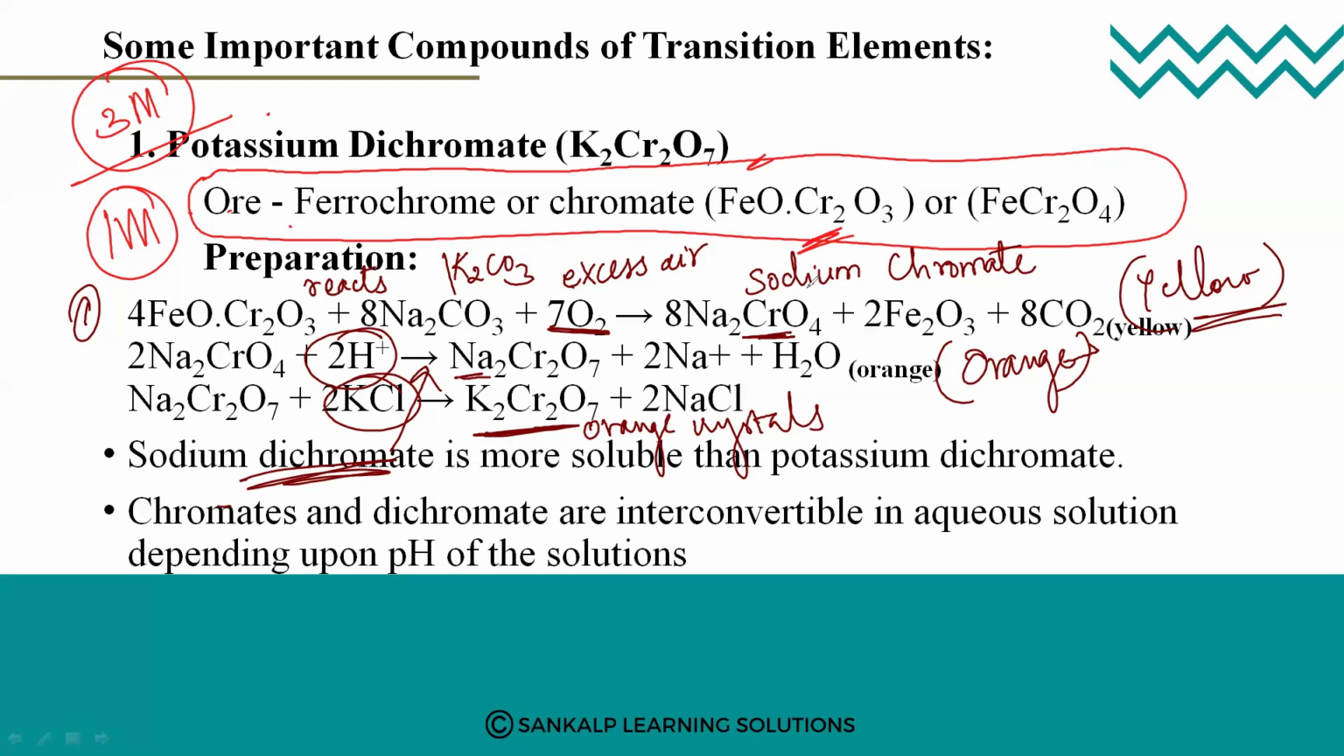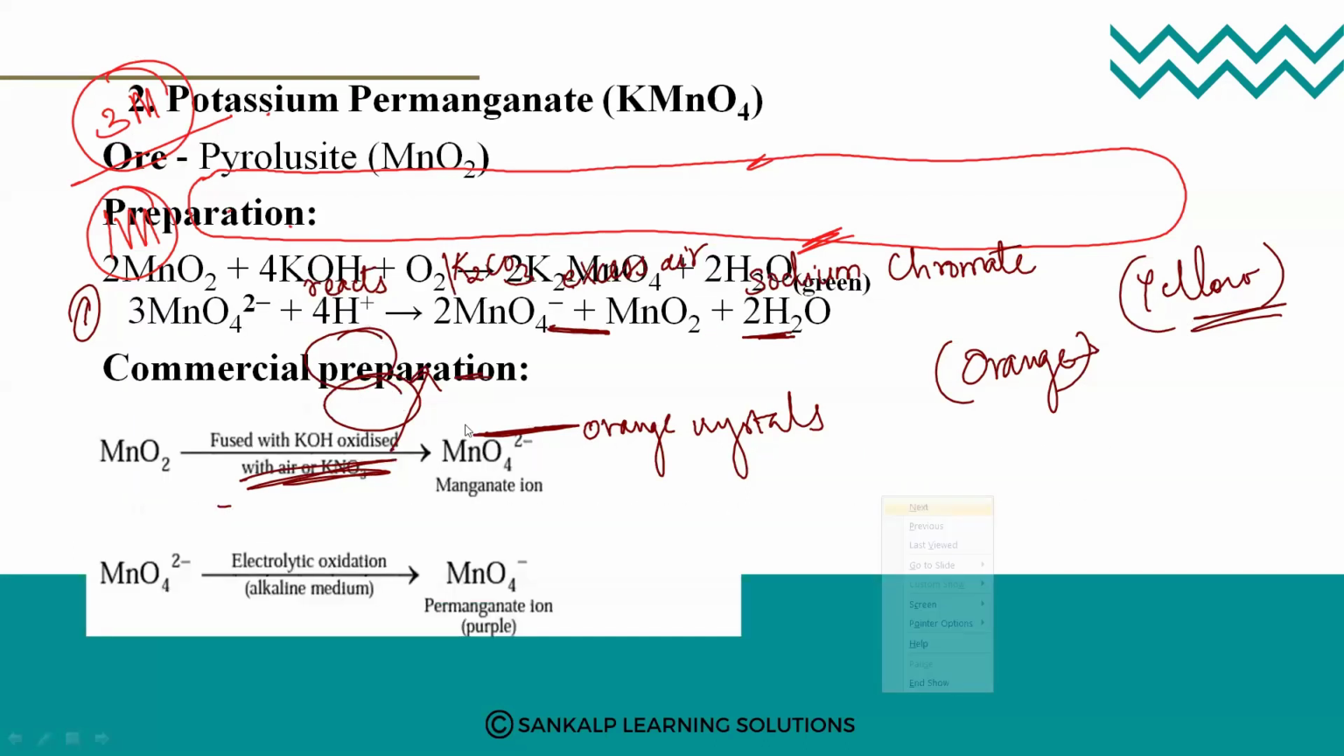So these are the points of preparation of potassium dichromate. Sodium dichromate is more soluble than potassium dichromate. Chromates and dichromates are interconvertible in aqueous solution depending upon the pH of the solution. We convert the chromates into dichromates, and then we convert the sodium dichromate into potassium dichromate. So they can be converted from one form to another.